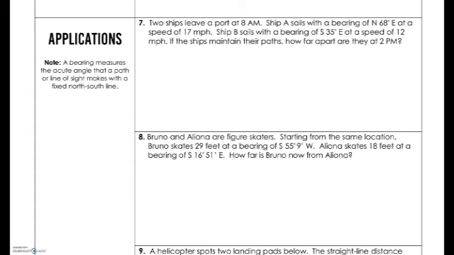at a speed of 17 miles per hour. Ship B sails with the bearing of south 35 degrees east at a speed of 12 miles per hour. If the ships maintain their paths, how far apart are they at 2 p.m.?